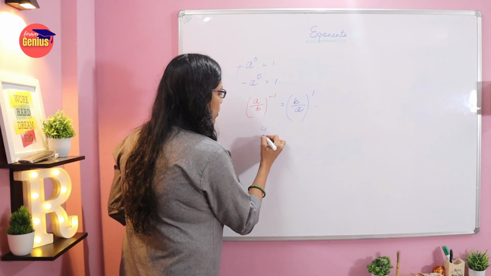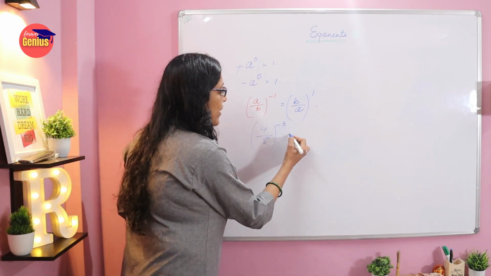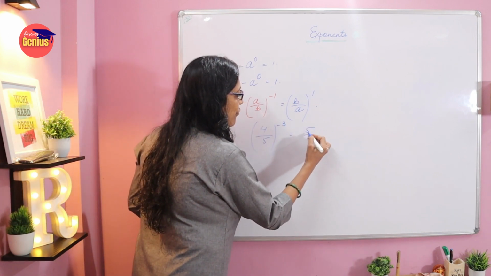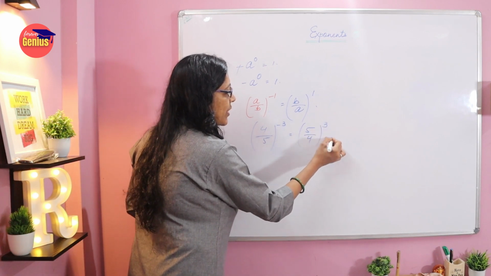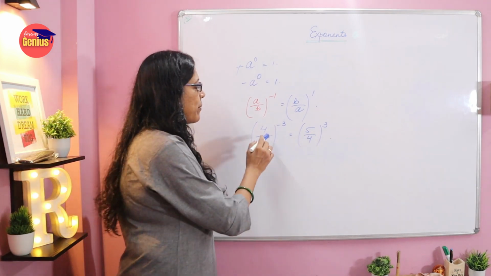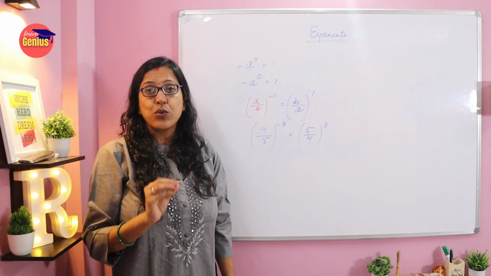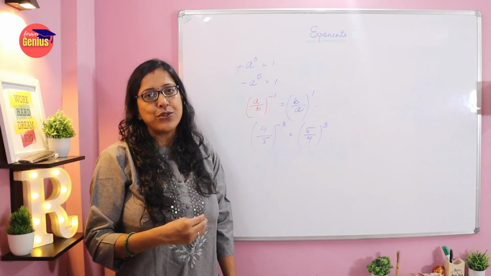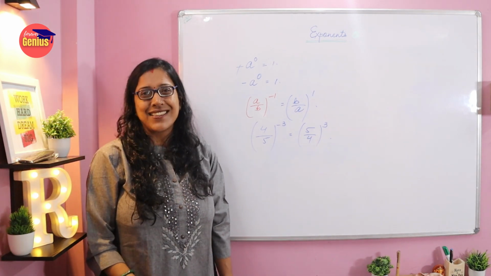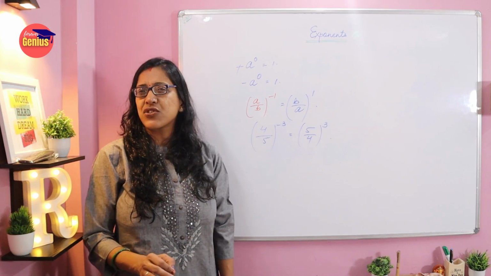Suppose it is 4 by 5 to the power minus 3. So what we will simply do is reverse it, so 5 by 4 to the power 3. The sign of minus will be eradicated from this equation. So these were some of the basic rules of exponents which we need to know before going into the exercise. So now let's start the exercise, which is going to be extremely easy.